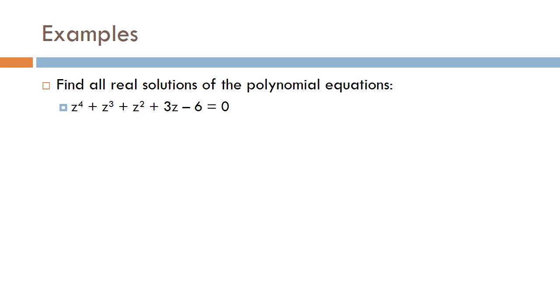So here's an example to try. Find all the real solutions of the polynomial equation. Start by making your list of possible rational solutions. Then use your graph to determine the real solutions. Pause the recording, give it a try, and resume to check your answer.